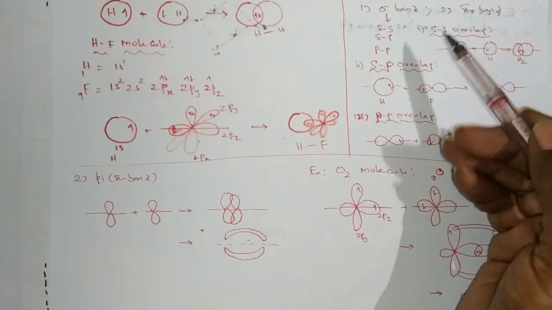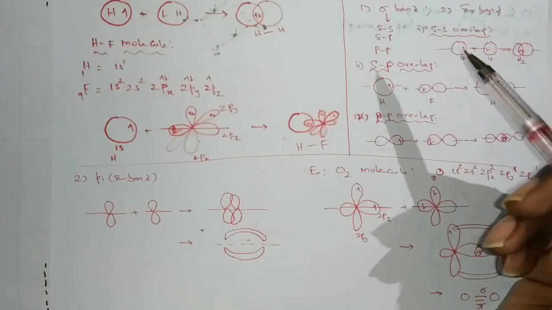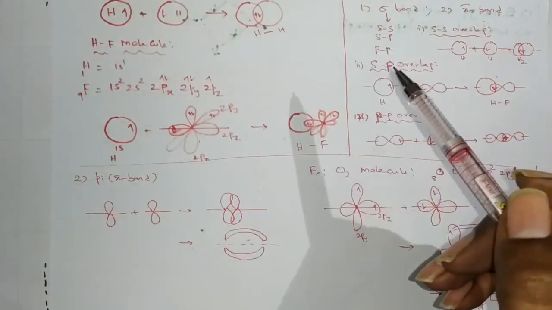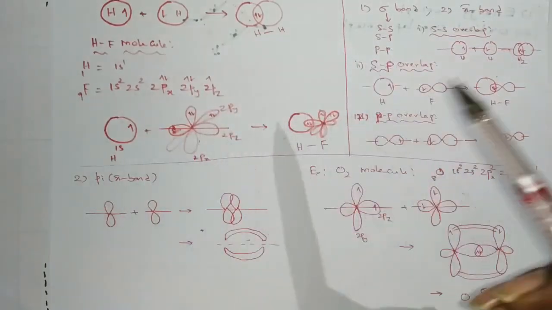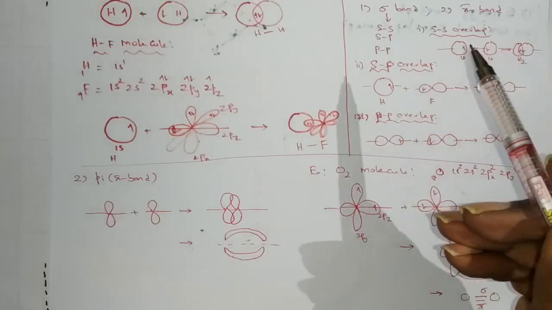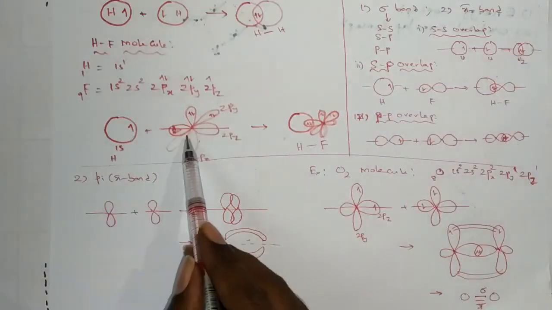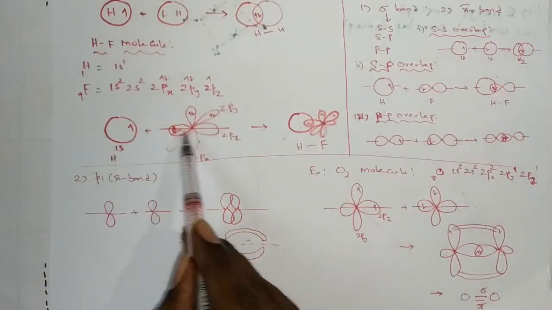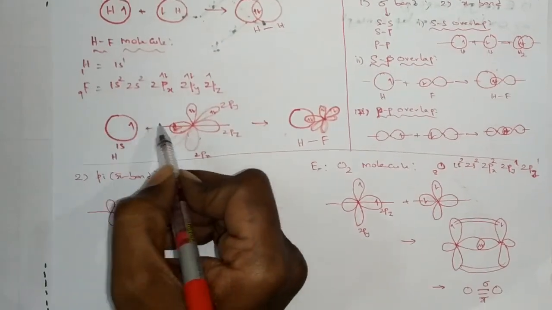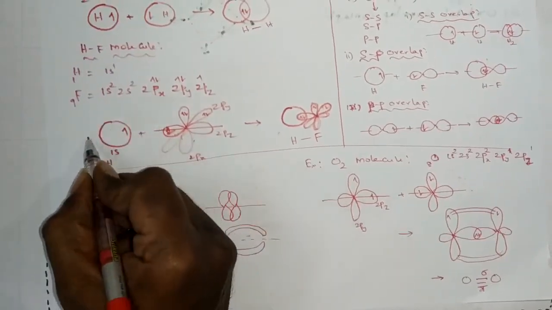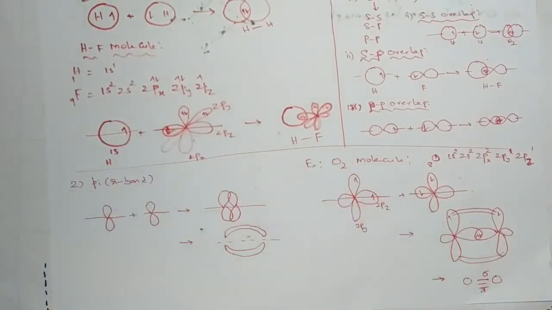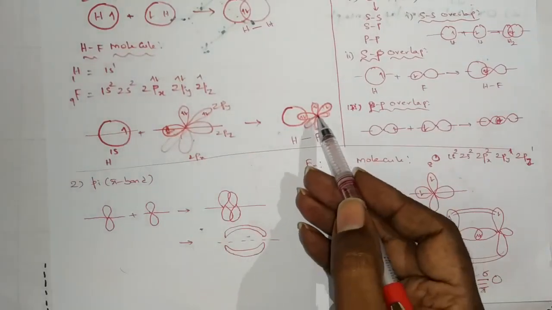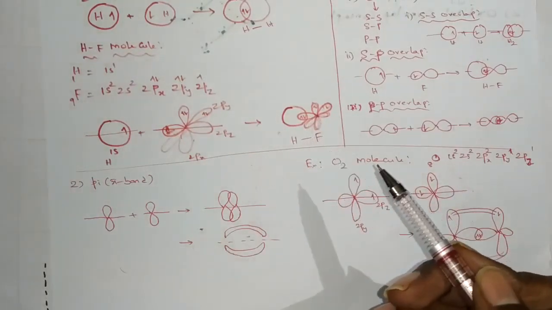When a bond is formed between 2 atoms by the overlap of their atomic orbitals along the internuclear axis, that is very important here. This is said to be the internuclear axis. Here this is the internuclear axis. Then the bond formed is called sigma bond.